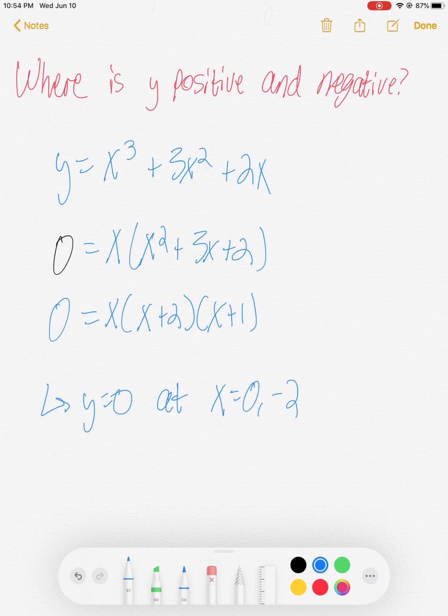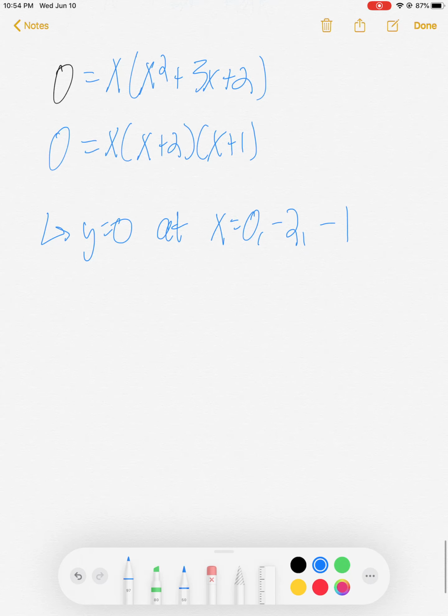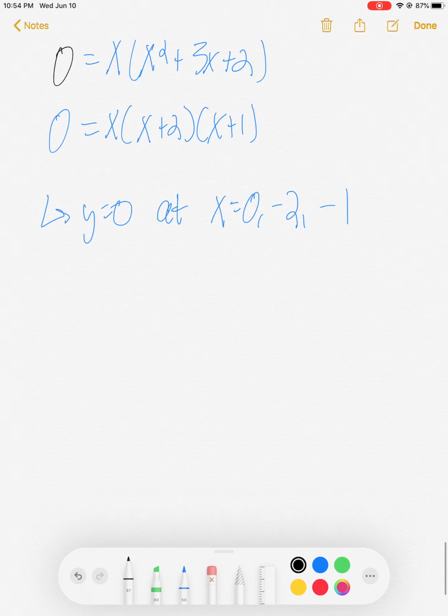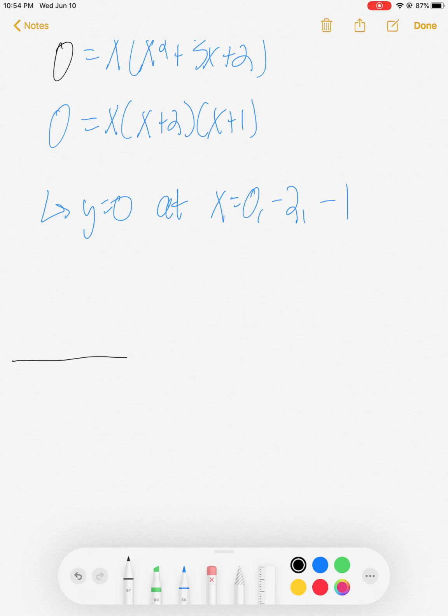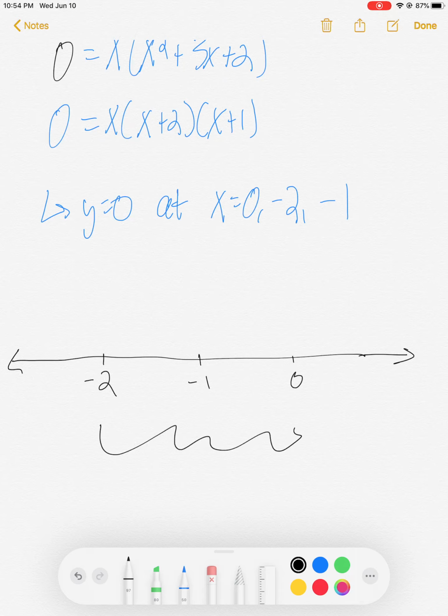So 0 equals, and I'm going to go ahead and factor out an x there, x squared plus 3x plus 2. So 0 equals x times x plus 2, x plus 1, which means that y equals 0 at x equals 0, minus 2, or minus 1. Okay? So then if we look at a picture, I'm going to go ahead and draw our number line. Let me label them in the correct order: minus 2, minus 1, and 0.